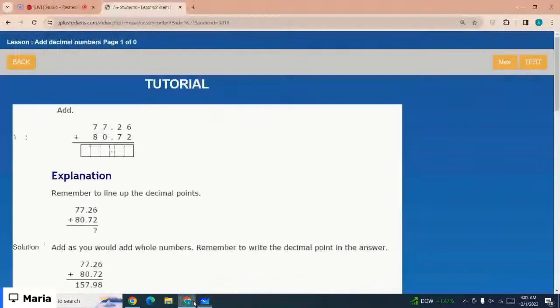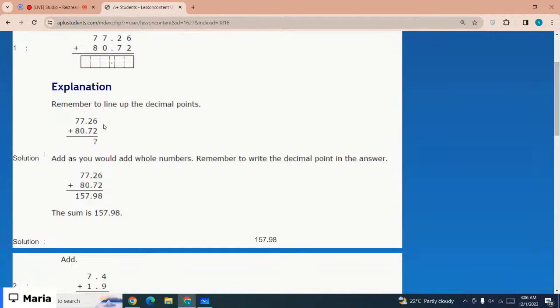So the first one is you have to add, right? When adding decimals, you have to line up the numbers, line up the decimal point, right? When you line up the decimal point, you simply add like you add other numbers, right? Now just add: 2 plus 6 is 8, 7 plus 2 is 9, 7 plus 0 is 7, and 7 plus 8 is 15. So addition is exactly the same. The one thing you have to do is line up the decimal point, right?